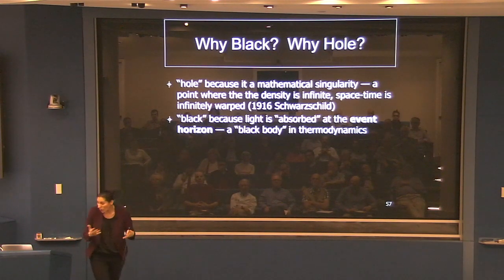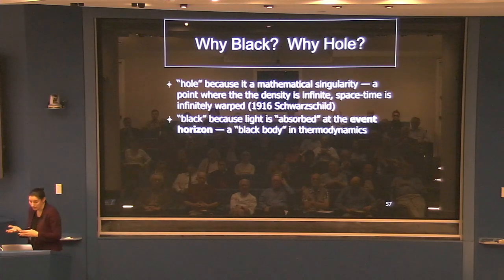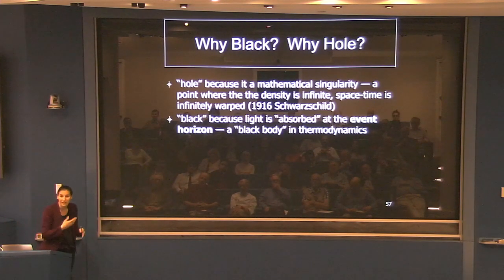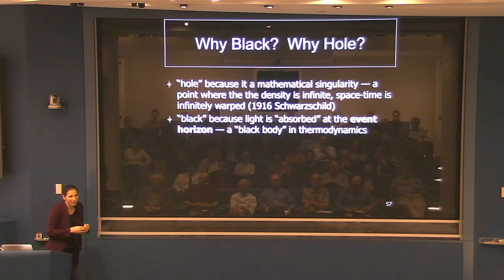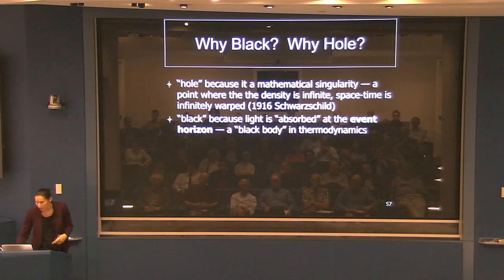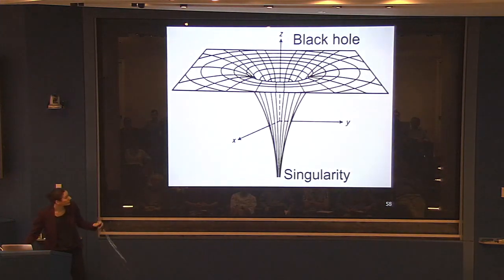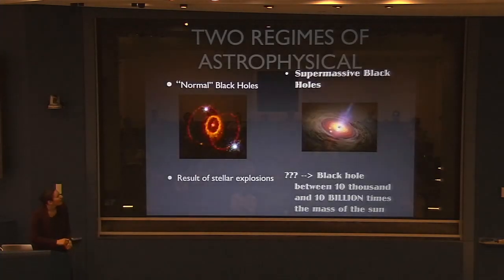Why is it called a hole? Well, it's called a hole because it's a mathematical singularity, so the density is infinite, and space-time is infinitely curved. And black, in relation to thermodynamics, it behaves like a black body, so radiation doesn't escape. That's just the standard picture here.